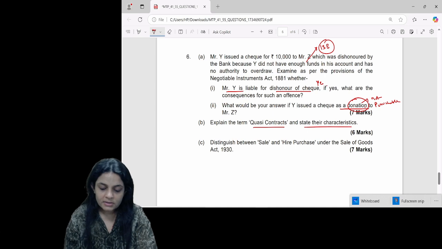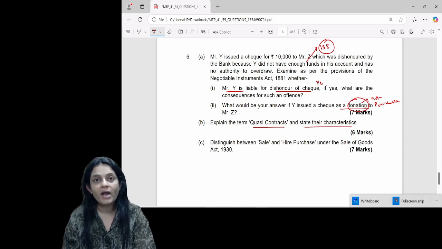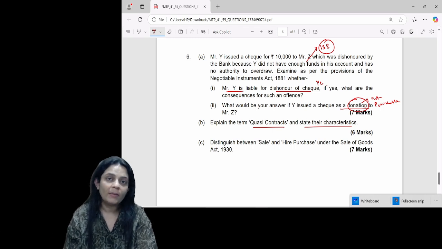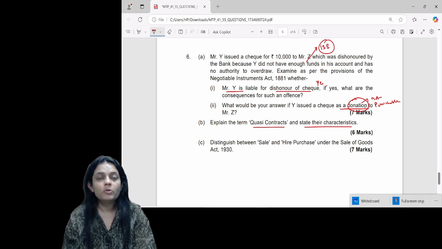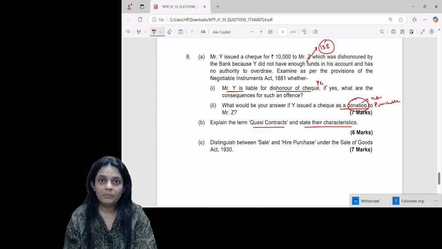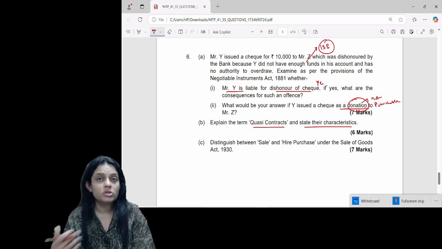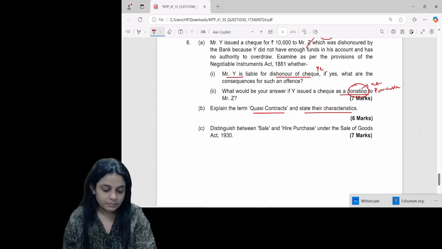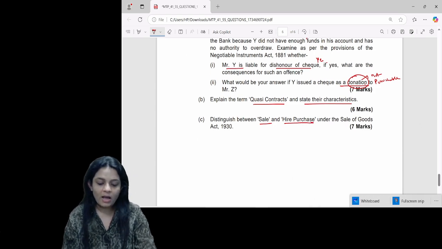What is a quasi contract? The characteristics. A quasi contract is an obligation not created by a contract, but imposed by law to prevent the unjust enrichment of one at the expense of another. The characteristics are: it is an obligation which is created without any contract. The obligation is against a specific person and not against the world at large. And this right is generally only for a sum of money, or in some cases a liquidated sum of money.